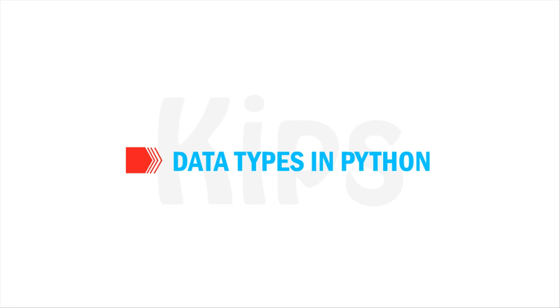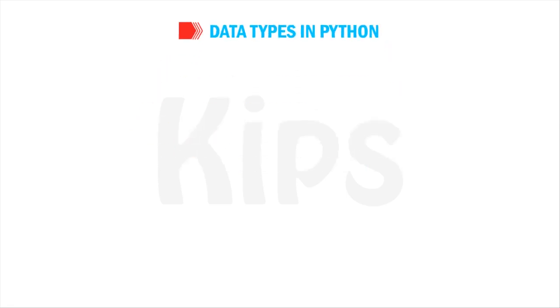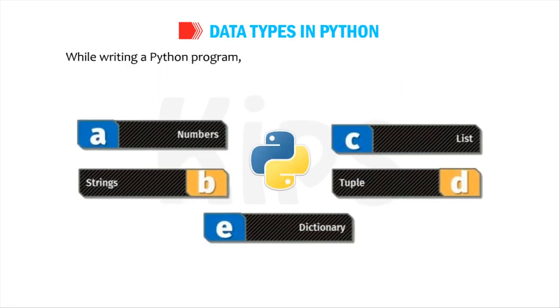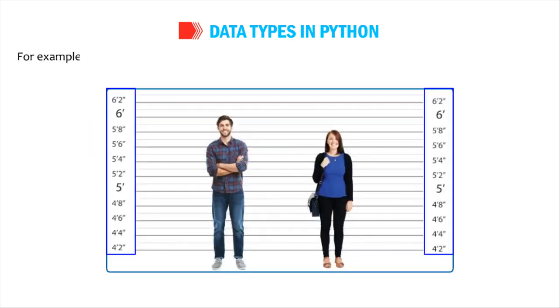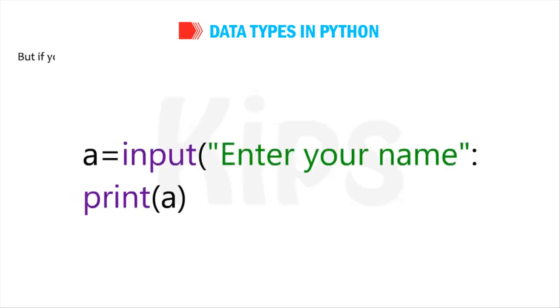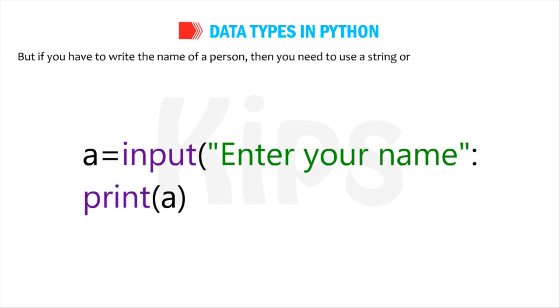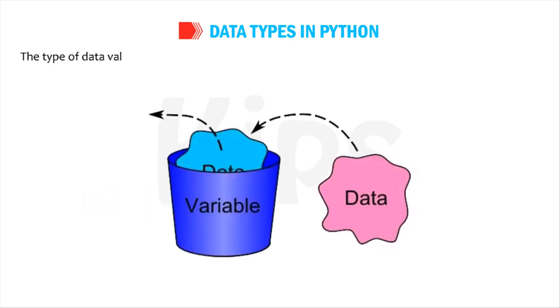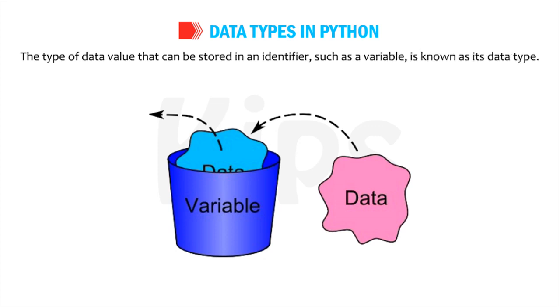Let us learn about data types in Python. While writing a Python program, you need to work with different types of data. For example, if you have to enter the height of a person, you will be required to use the decimal value. But if you have to write the name of a person, then you need to use a string or a collection of characters. The type of data value that can be stored in an identifier, such as a variable, is known as its data type.